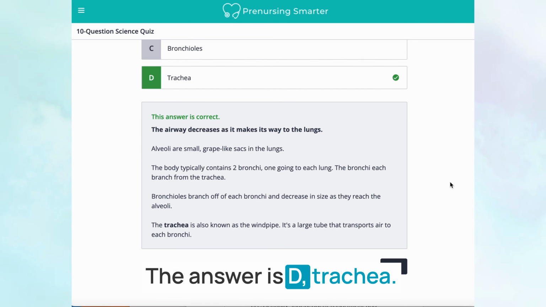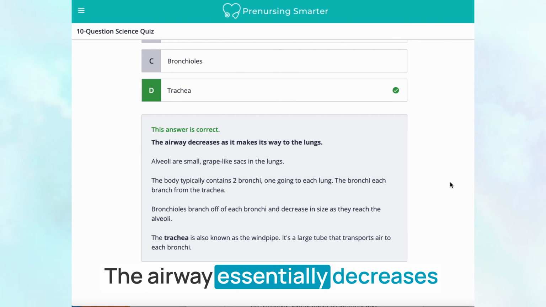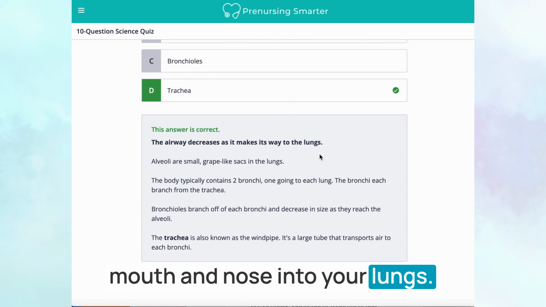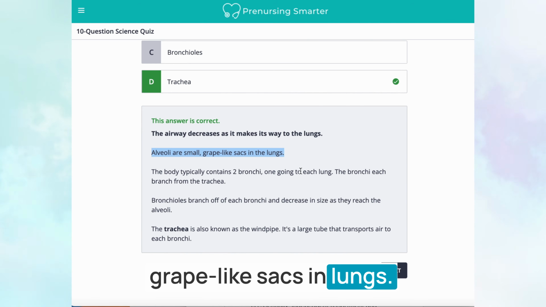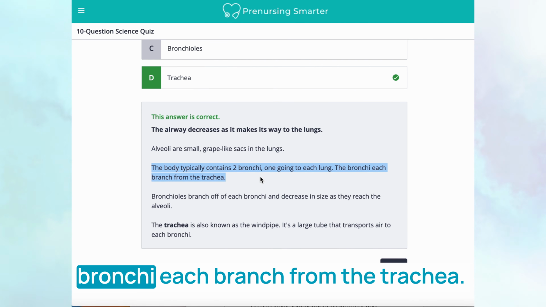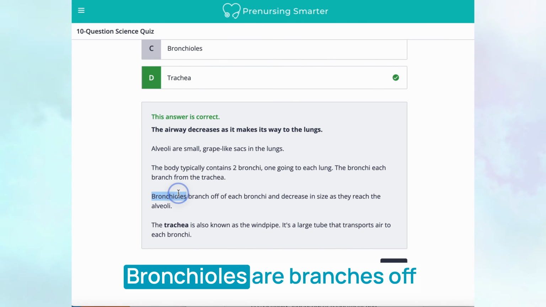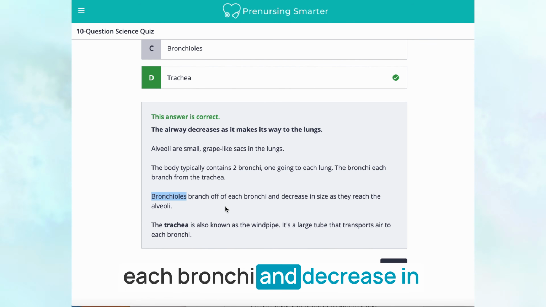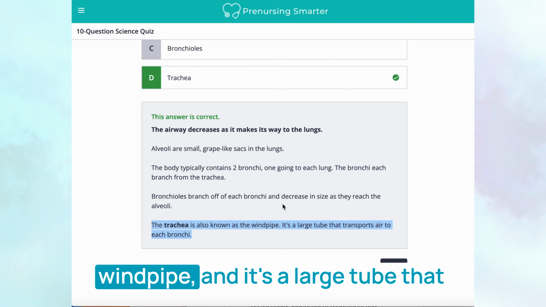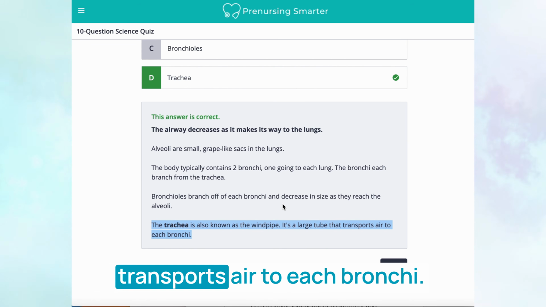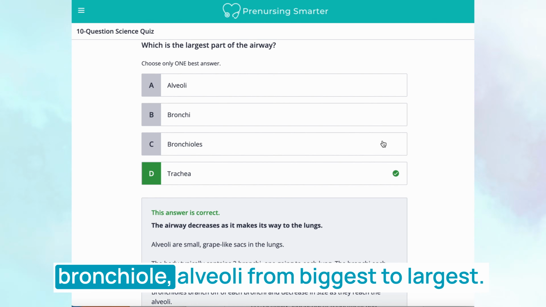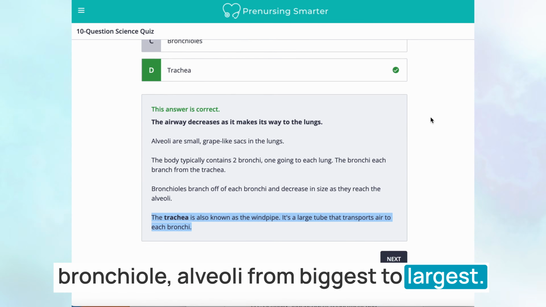The answer is D, trachea. The airway essentially decreases in size as it goes from your mouth and nose into your lungs. Alveoli are the small grape-like sacs in the lungs. The body typically contains 2 bronchi, one going to each lung, and the bronchi each branch from the trachea. Bronchioles are branches off each bronchi and decrease in size as they get to the alveoli. The trachea is also known as the windpipe, and it's a large tube that transports air to each bronchi. It essentially goes trachea, bronchi, bronchioles, alveoli, from largest to smallest.